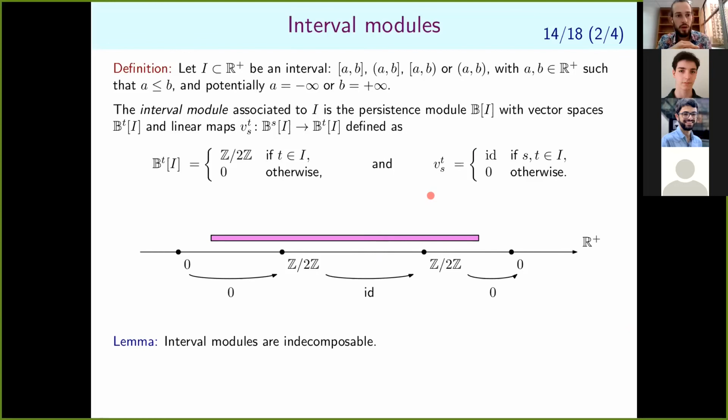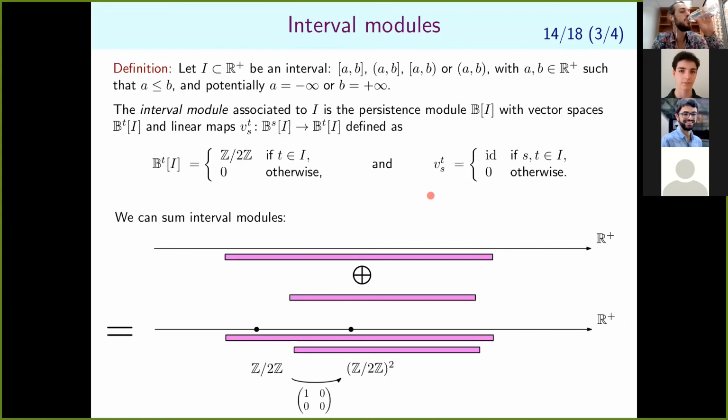Now that we have interval modules, we will sum them. This is very nice to understand how persistence modules sum. You can have this mental picture. If you were to sum this interval module and this one, you will obtain this. Above each point of R, you can read what your vector space is. Here, this is Z over 2Z squared, because I have the sum of Z over 2Z and Z over 2Z. And here, this is simply Z over 2Z because I have only one vector space. And now the linear maps can be written as simply the concatenation of the other linear maps. And there is a mistake again. Here, this should be the matrix (1, 0).